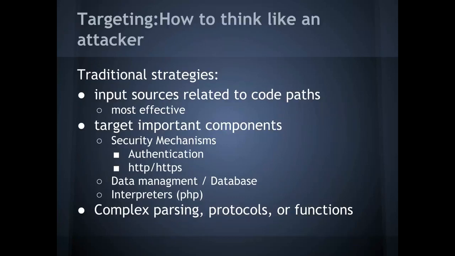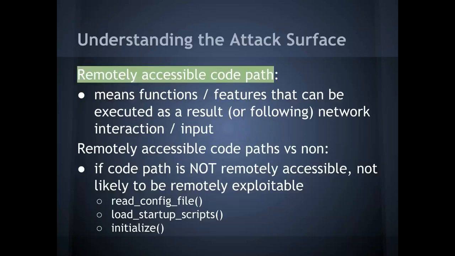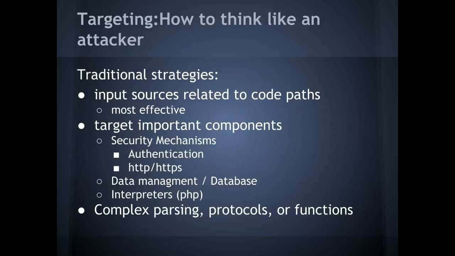So then the next overall step, now that we're done with understanding the attack surface, is targeting your efforts. And I like to target your efforts by thinking like an attacker. And there's some overlap here. Relate the input sources of the application to code paths, and examine those if you have the source code, and see if there are any vulnerabilities you can find there. That happens to be one of the most effective ways to do it.